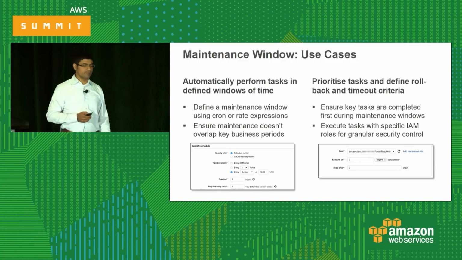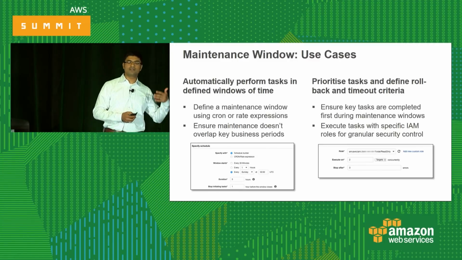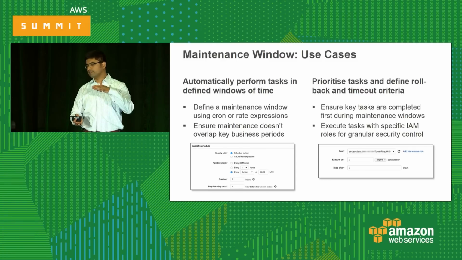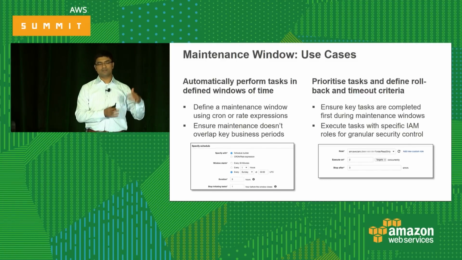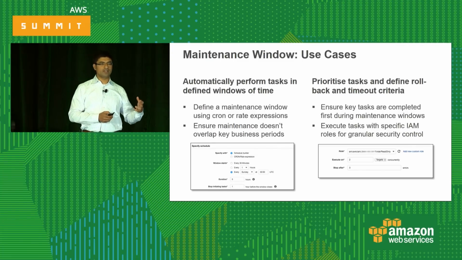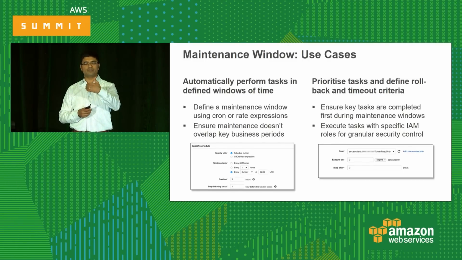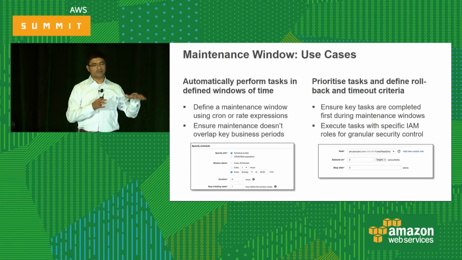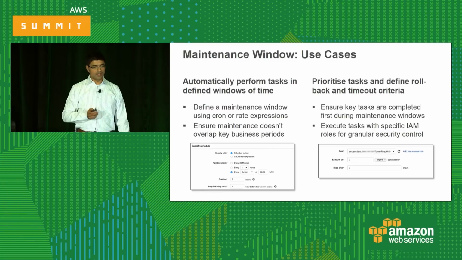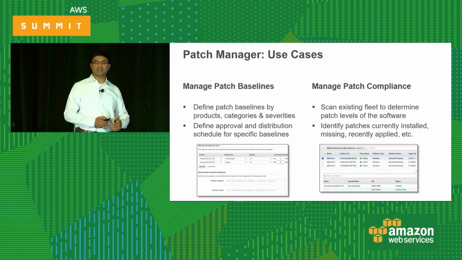So some of the use cases, maintenance window, obviously, you can use that to automatically perform actions during the periods that you define. It has an inherent concept of priority and a list of tasks. So you can define high priority tasks to be executed first, and then low priority tasks. You can define information like what's the duration of the window, and how long before the window closes should I stop executing more tasks. So you can incorporate a lot of those rules within the logic that you define with maintenance window. And patch manager, obviously, is used for patching and managing your operating system versions.